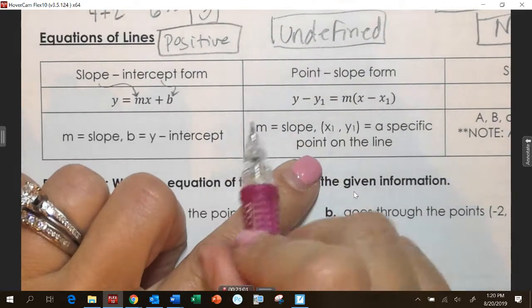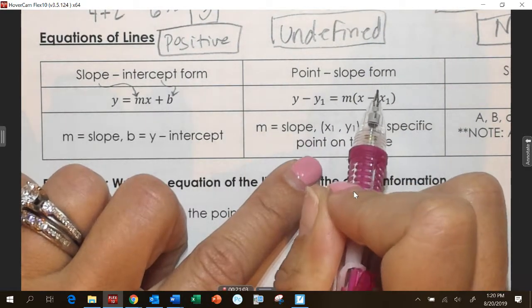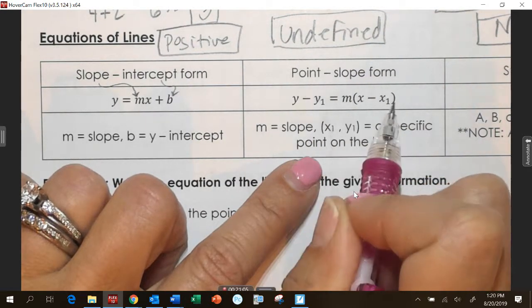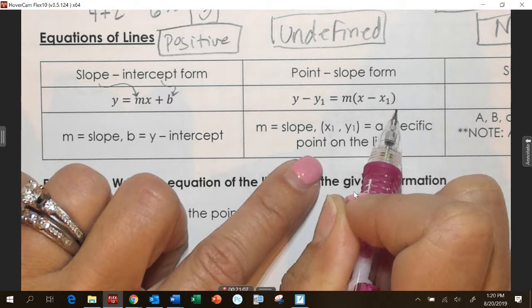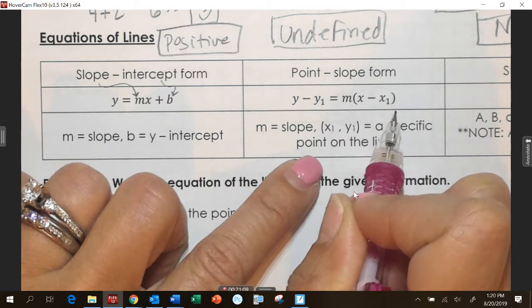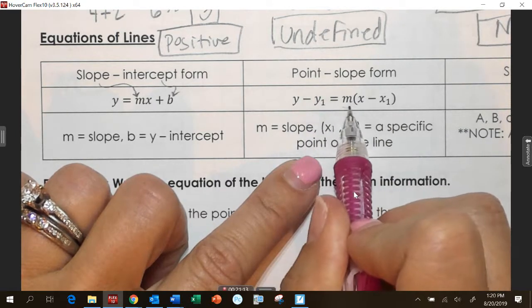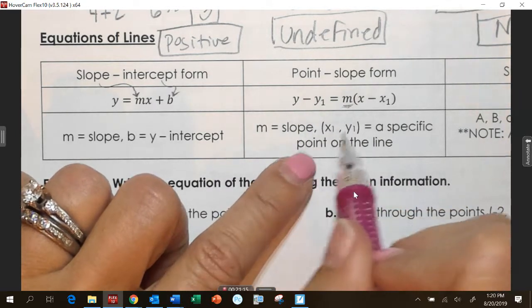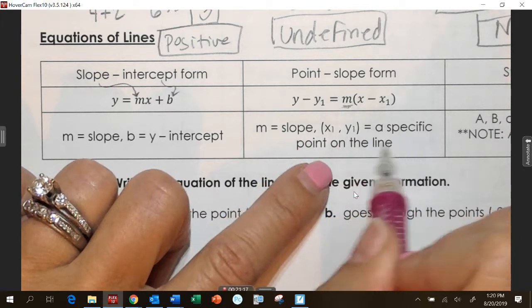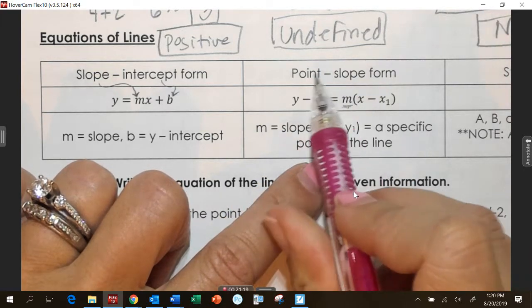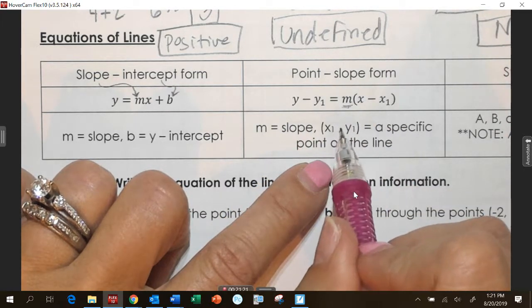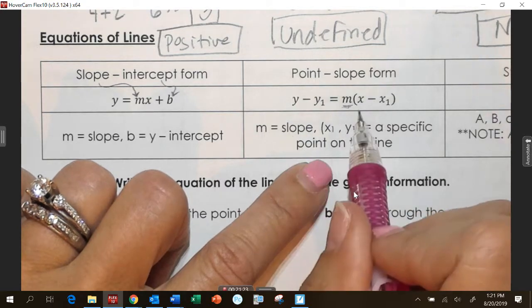Okay, and then point slope form, which you might not know as much, actually gets used more. So this one, if we don't know it, this is the one we're going to write over and over again so we can memorize it. In this one, m is the slope, and then x1, y1 is a point. So it's called point slope form because you use a point and the slope to write this equation.